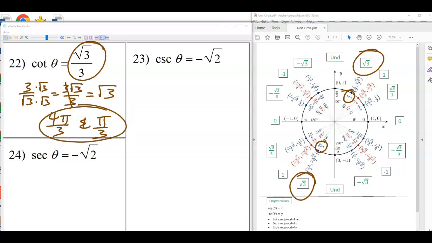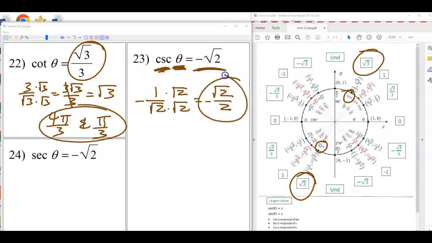Number 23. So what angle has a y value that is the reciprocal of this? Once again, we got to fix it. So what angle has a y value of negative radical 2 over 2? That would be here and here. So 7 pi over 4 and 5 pi over 4.